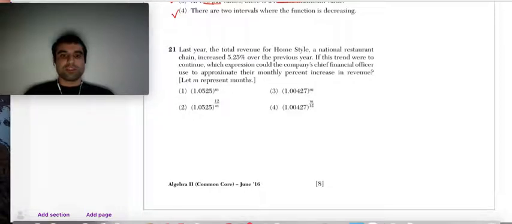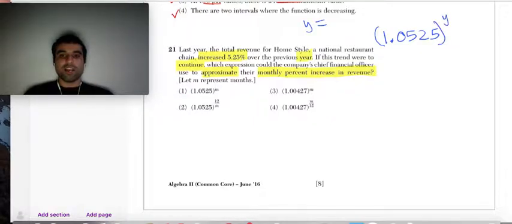Last year, the total revenue for Homestyle, a national restaurant chain, increased by 5.25% over the previous year. If this trend were to continue, meaning it's going to continue increasing by 5.25% per year, which expression could the company's chief financial officer use to approximate their monthly percent increase in revenue? So here's how this is going to look, guys. We multiply by 1.0525 each year if this trend continues to increase by 5.25%.